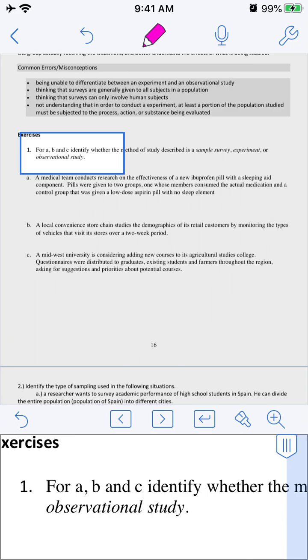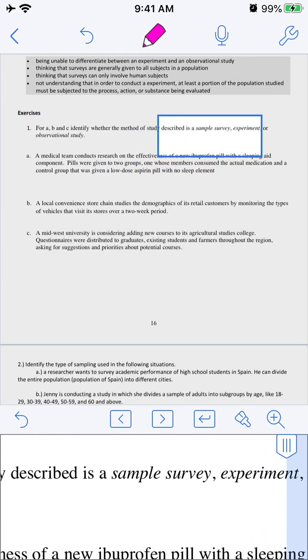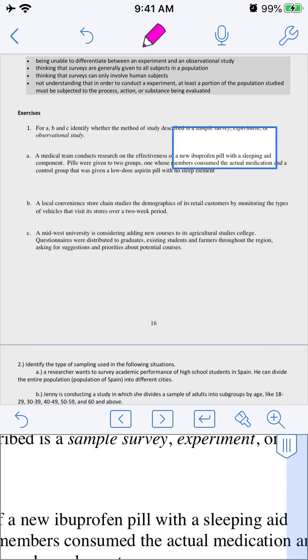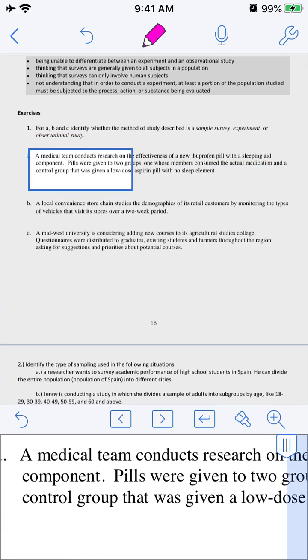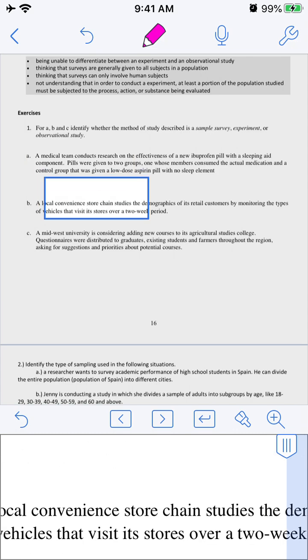So for A, B, and C, identify whether the method of study is a sample survey, aka survey, experiment, or observational study. A medical team conducts research on the effectiveness of a new ibuprofen pill with a sleeping aid component. The pills were given to two groups, one whose members would consume the actual medication, and another control group that was given a low-dose aspirin pill with no sleep element. So, clearly you can see placebo effect, right? You've got the two groups. We've got control versus somebody who's getting the actual medication. Clearly an experiment.